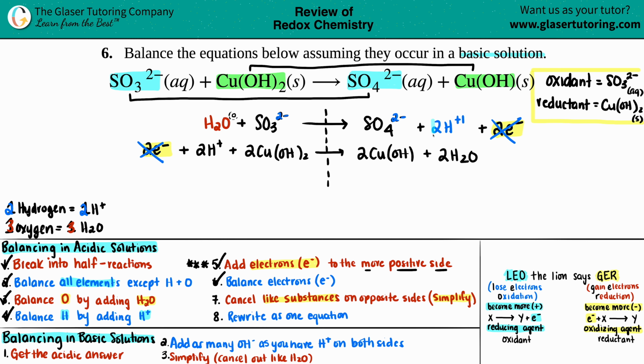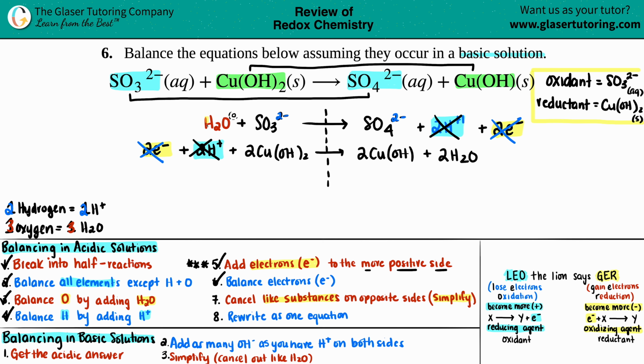I see that I have 2 H pluses on my left side, or actually this is my right. I still have no idea what my left is from my right. And I have a college degree. Anyway, we have 2 H pluses on this side, right? They cancel. So goodbye. Goodbye.